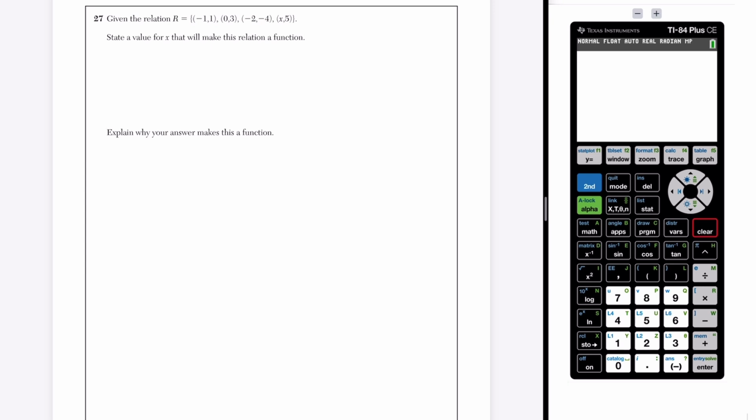I love this problem here because it's really about the explanation, and what they're looking for in this explanation is, do you know what makes a function a function? So let's think about our definition. We know that a function can have one and only one value of y for every x. So somewhere that's what they're looking for.